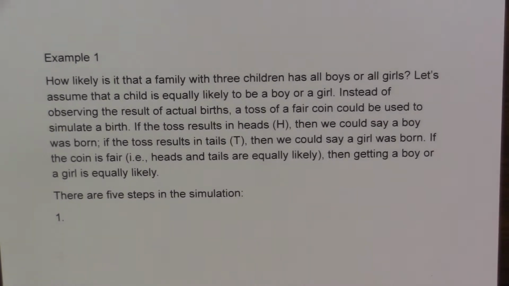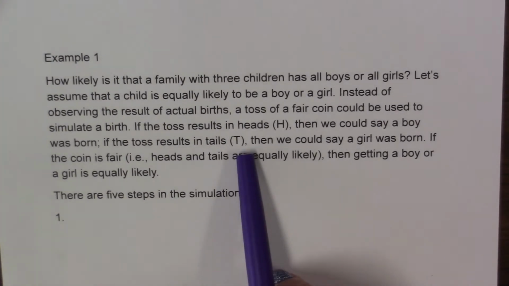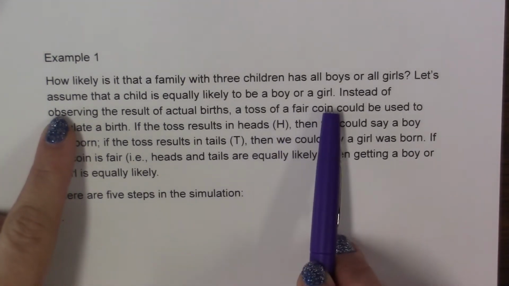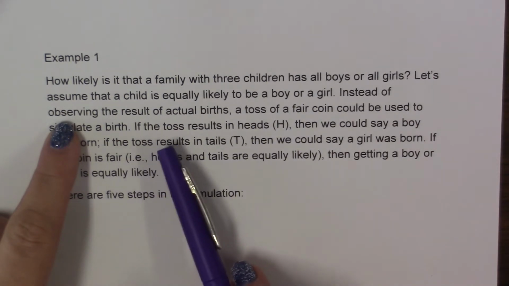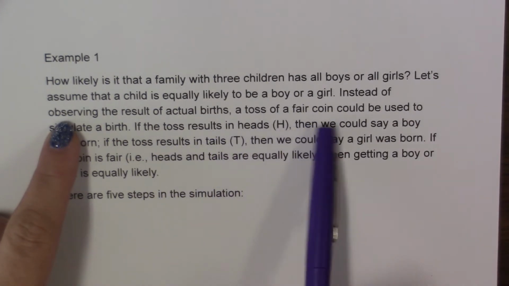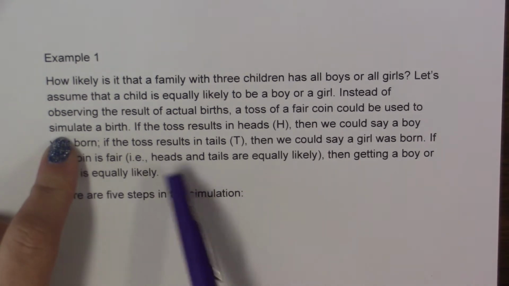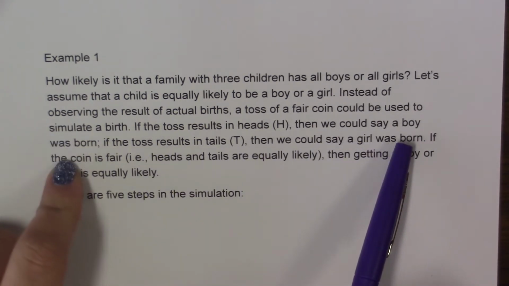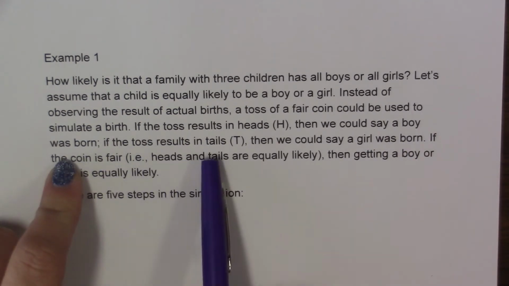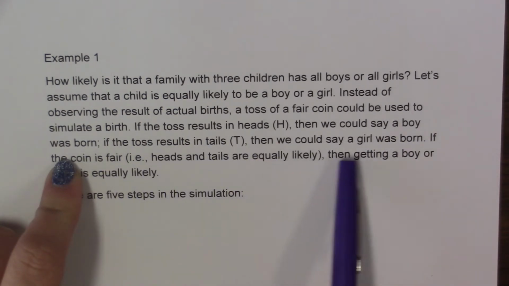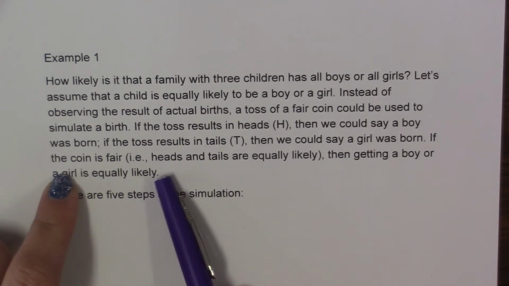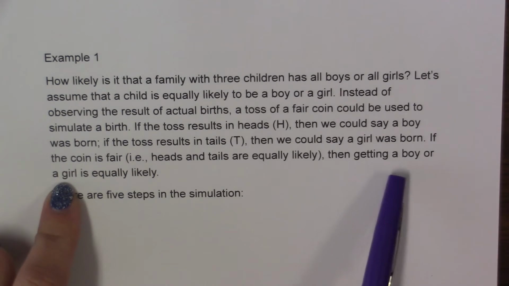Our first example. How likely is it that a family with 3 children has all boys or all girls? Let's assume that a child is equally likely to be a boy or a girl. Instead of observing the results of actual births, a toss of a fair coin could be used to simulate a birth. If the toss results in heads, H, then we could say a boy was born. If the toss results in tails, T, then we could say a girl was born. If the coin is fair, meaning the heads and tails are equally likely, then getting a boy or a girl is equally likely.